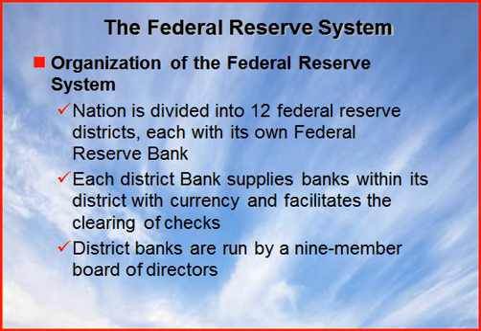The United States is divided into 12 Federal Reserve districts, each with its own Federal Reserve Bank. Each district bank supplies banks within its district with currency and facilitates the clearing of checks. District banks are run by a 9-member board of directors.